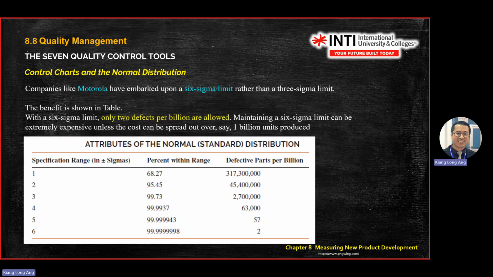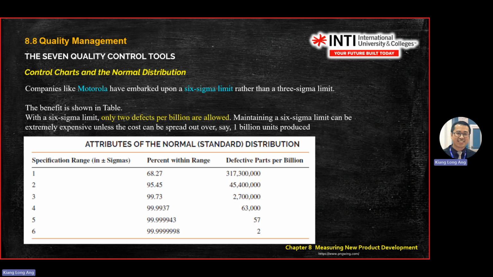Okay, so this one, for example, with Six Sigma limit, only 2 defects per billion is allowed. So for example, this one, attribute or normal standard variation. So if you only have 1 sigma, your defective parts per billion can be 300,000 defective parts per billion.